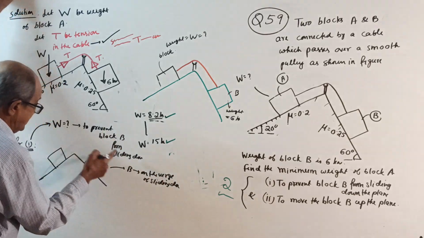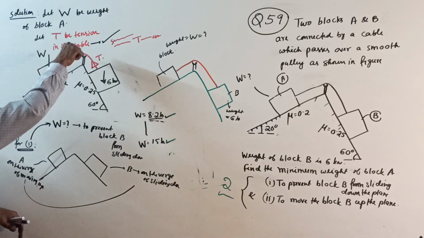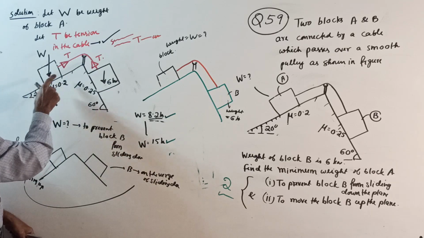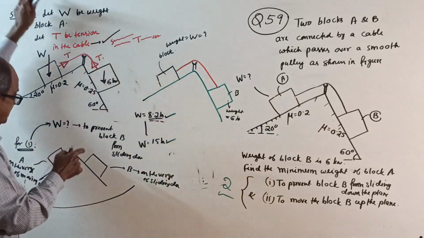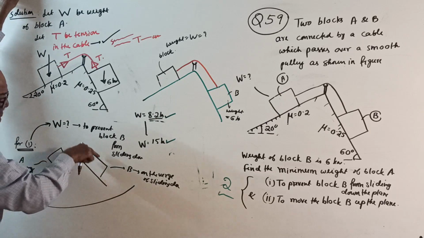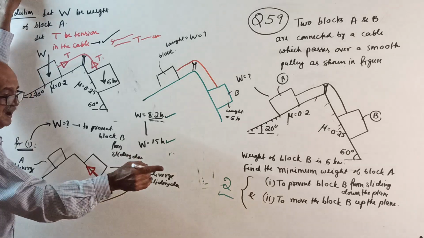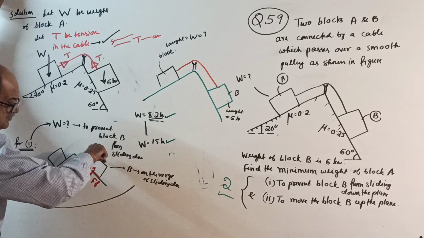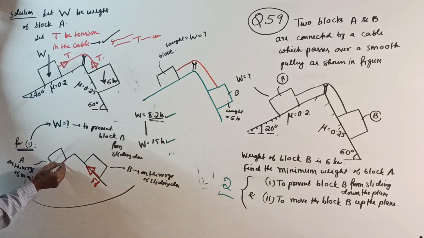Then block A is on the verge of moving up. When this is on the verge of sliding down, this is on the verge of moving up. Therefore, when I put sketches later, I won't explain. The friction here will be, see, this is on the verge of sliding down, so this friction is like this. Friction force here, limit I will put later. Whereas when this is on the verge of moving up, this friction is like this.